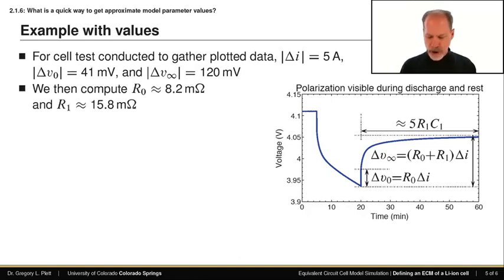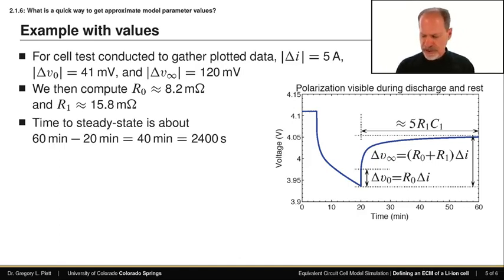So we compute R0 to be equal to the absolute change in voltage divided by the absolute change in current. So 41 millivolts divided by 5 amperes, and you get 15.8 milliohms as that resistance. No, sorry, you don't. You get 8.2 milliohms. And then you say, well, what is R1? Well, I take the steady state change in voltage of 120 millivolts, and I subtract from that R0 times delta I, which was 41 millivolts, so we have on the order of 80 millivolts left over. And I divide that by 5, and we have this 15.8 milliohms is the value of R1.